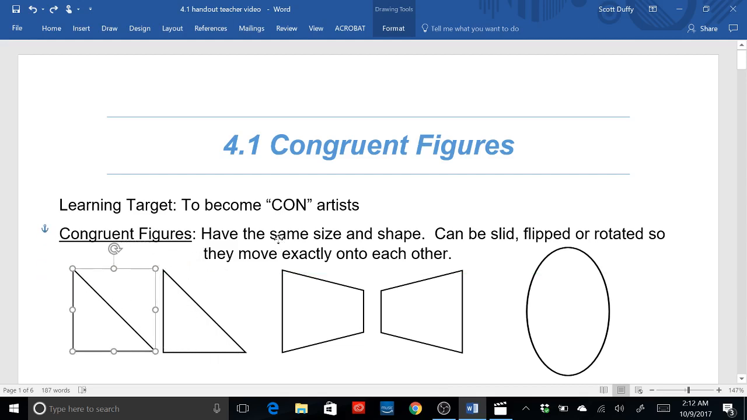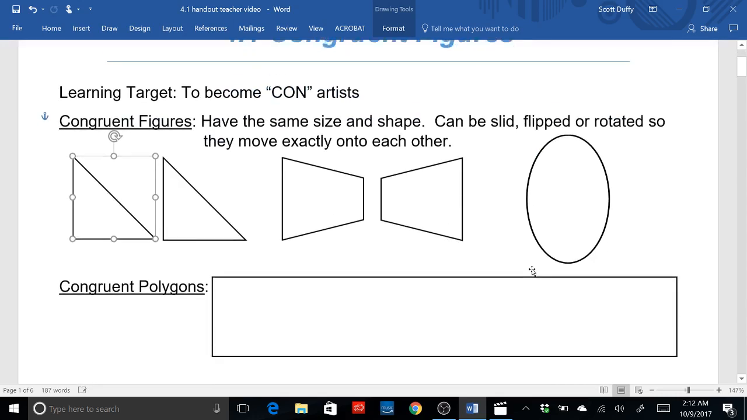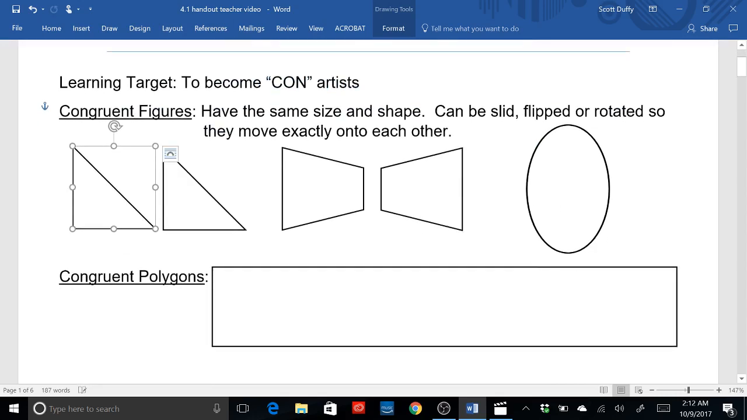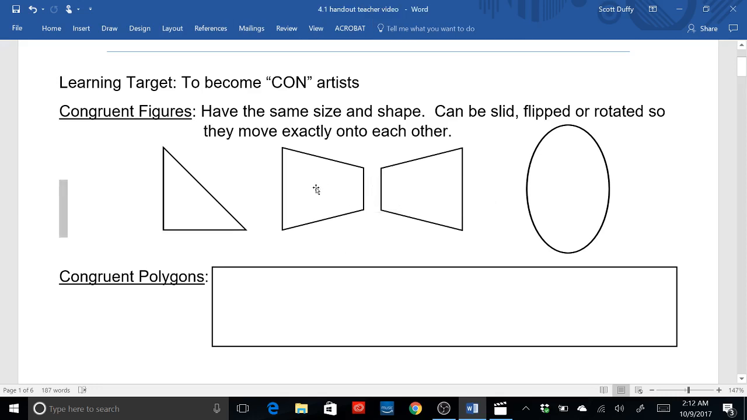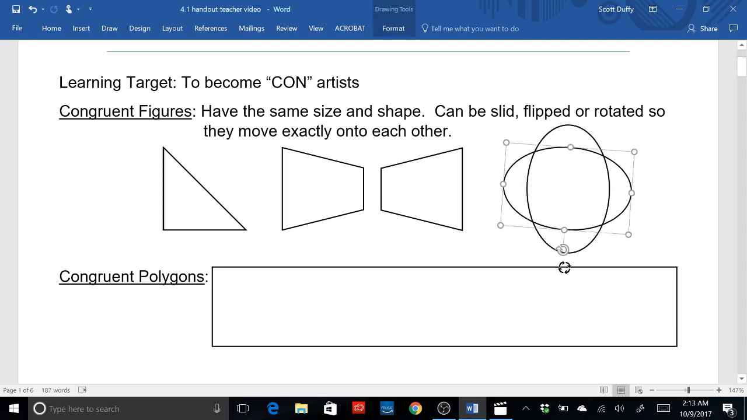What congruent figures are is that they have the same size and shape. So they can be slid, flipped, or rotated so that they move exactly onto each other. Slid is something I just showed you. Basically, if they're congruent, they slide one right over the other, and it completely covers it up. Flipped, imagine that you have a line right here, and it's going to be a flipped, like a mirrored image of the other. I can't actually do that one for you. And then rotated. If I rotate this one, it moves exactly right over the other, so you can't see it anymore.